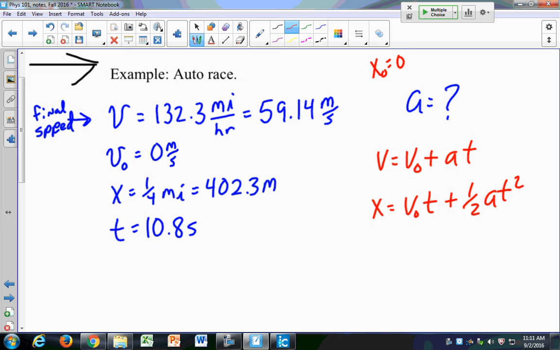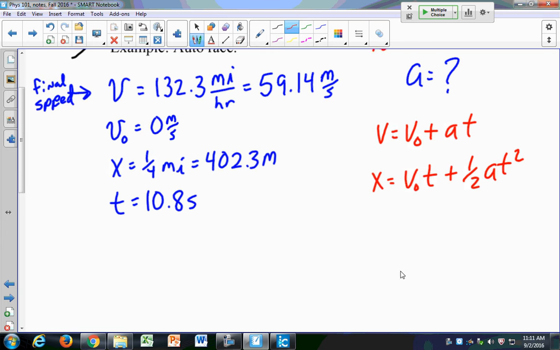Which would I use, the top one or the bottom one? Right, the top one, because I know v naught, and I know t. So I'll solve that for the acceleration. They do give you x, and you could use the bottom one because you know x. Yeah, you could use either one, but we're going to use this one right here.